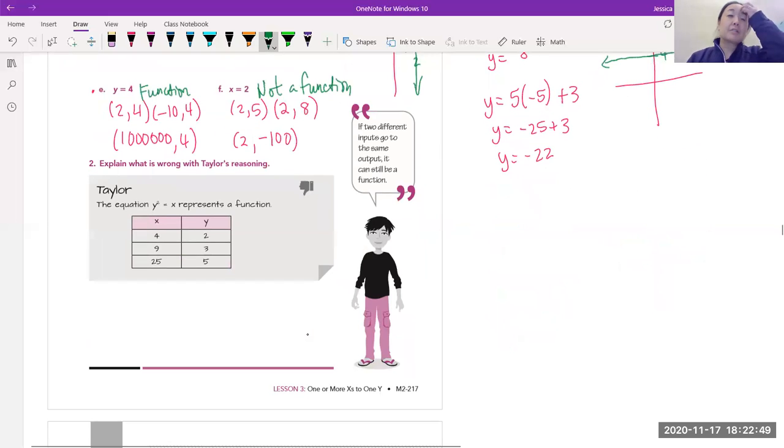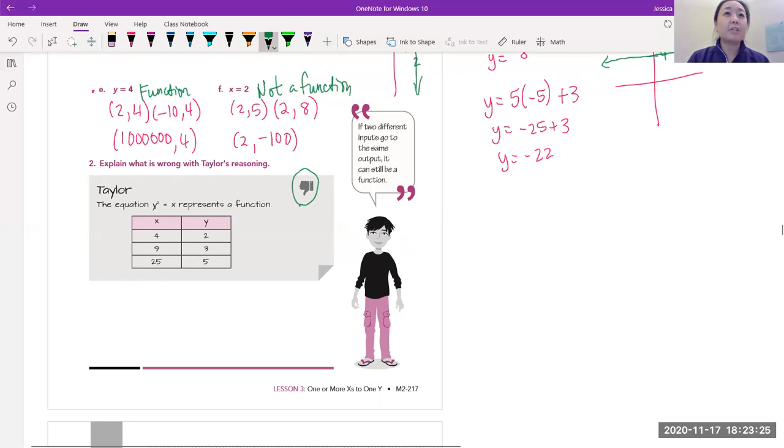All right. So here we're saying the equation of y squared equals x represents a function. And they're saying that if you see this thumbs down, that means, nope, this is wrong. Well, then why is this wrong? So let's take a look here. We're looking at x. X is equal to 4, and then we've got y is equal to 3. X is equal to 9, and y is equal to 3. X is equal to 25, y is equal to 5. Why is that right? It seems to be fine. So why are they saying that it's wrong?